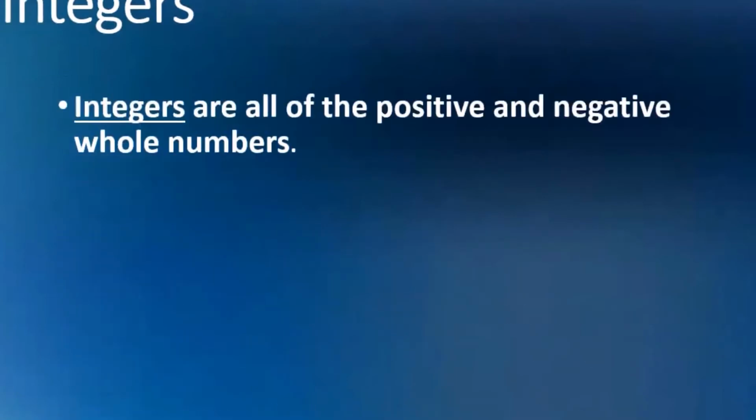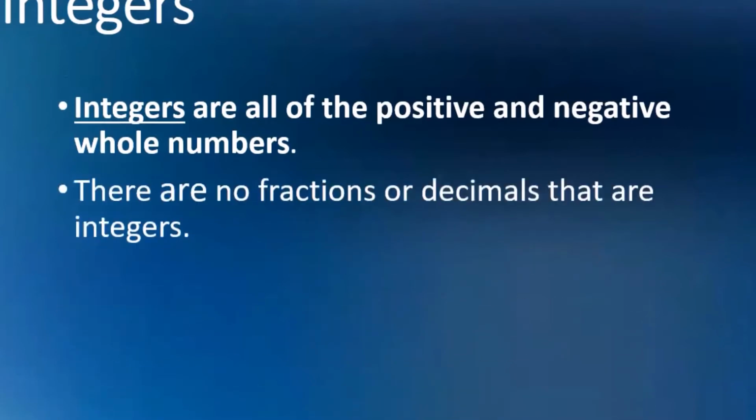So let us describe what integers are. Integers are all the positive and negative whole numbers. So between the positive and negative numbers is the origin, which is 0. So there are no fractions or decimals that are integers.